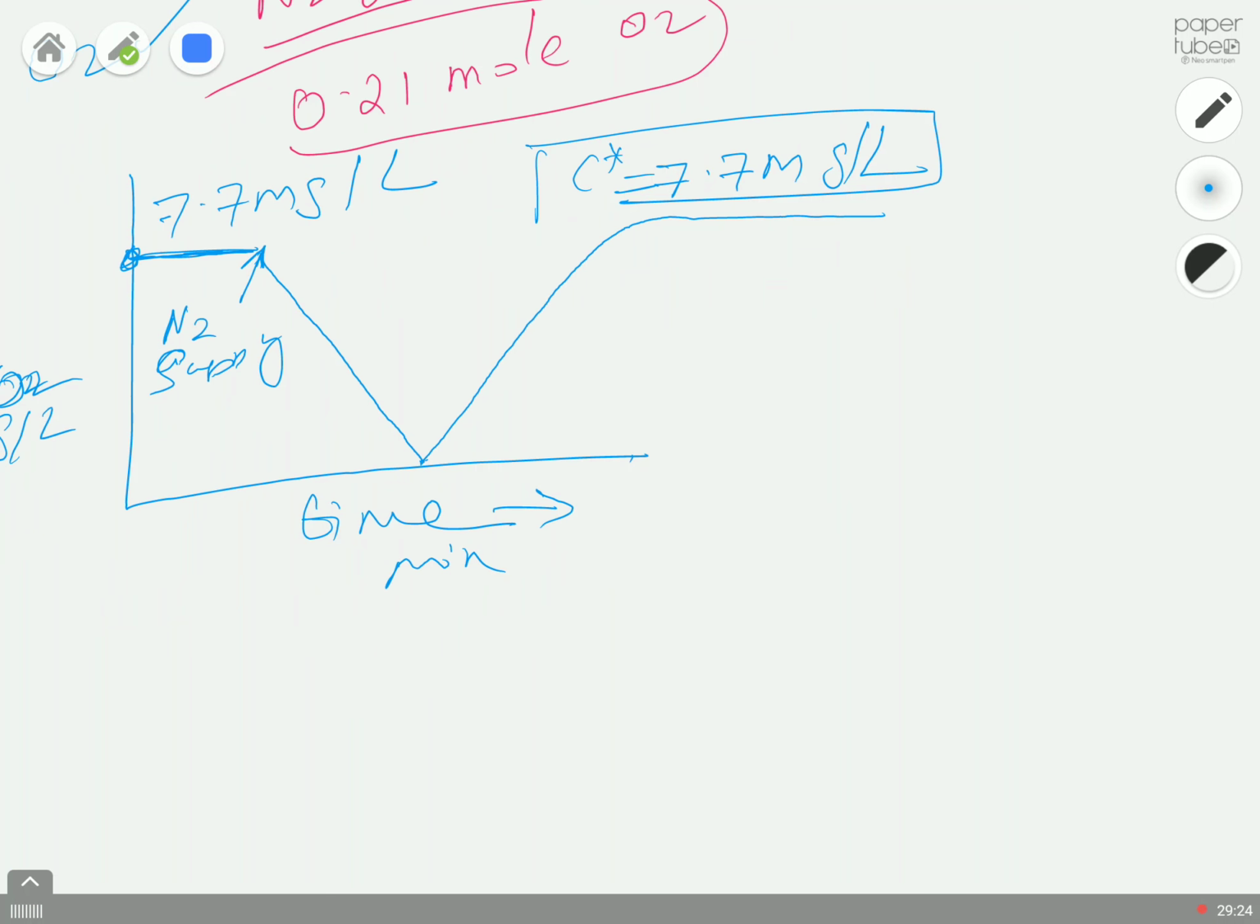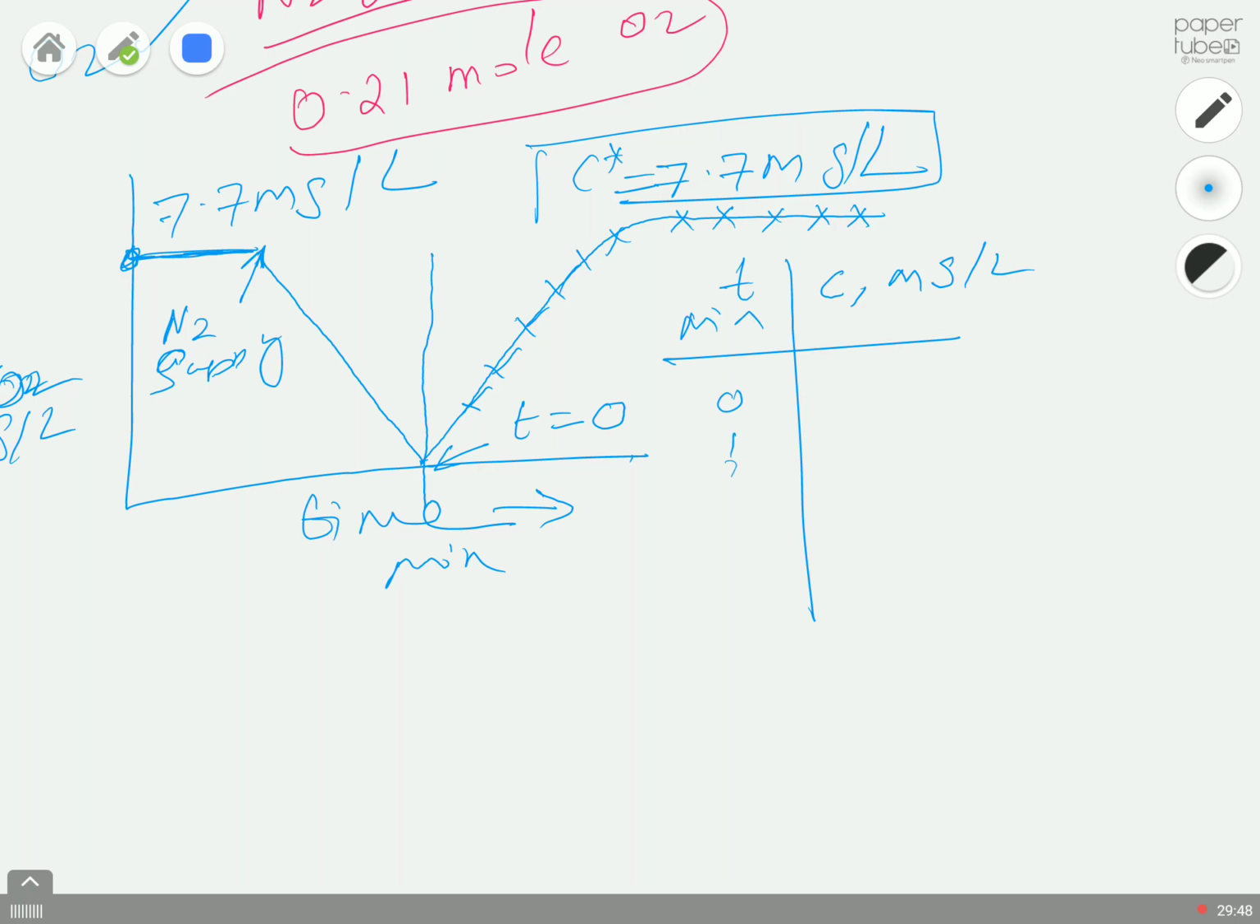So just draw a line and assume this is time t equals 0, and just assume these are your experimentally collected data. You have an oxygen probe, and that allows you to measure your concentration. So you have something like time versus concentration, in milligrams per liter, with time in minutes, say 0, 1, 2, 3, 4, 5, 6. Your concentration starts from 0, then say 1.2, 2.2, 3.3, 4.5. Eventually you reach 7.7, and then it will stop at 7.7.